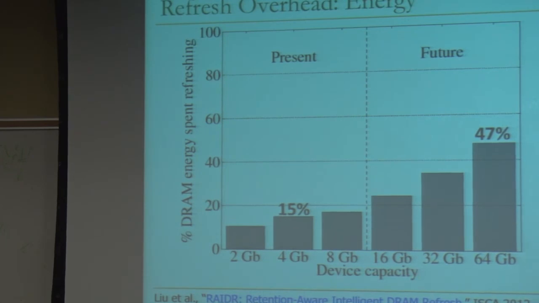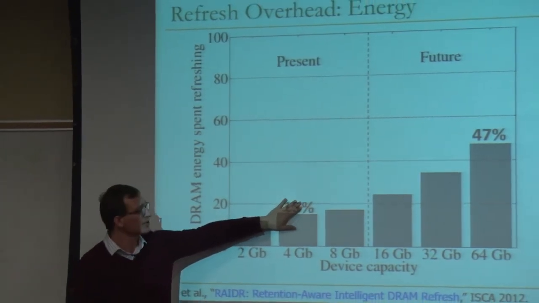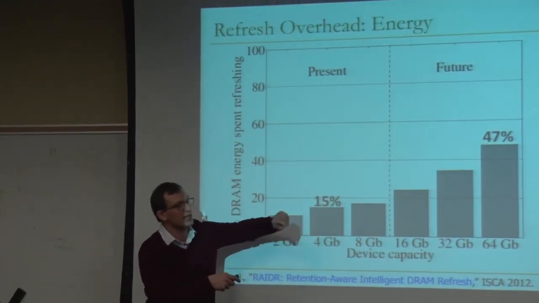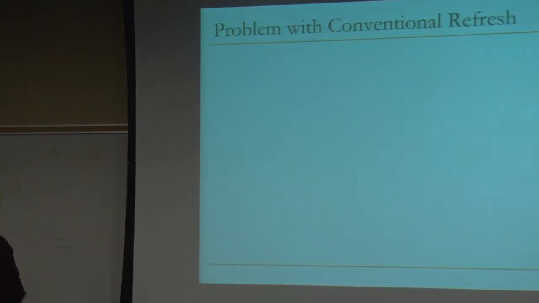And this is refresh overhead in terms of energy. Again, device capacity and percentage of DRAM energy spent refreshing. Today, it's approximately 15%, assuming some utilization. In the future, it's going to be about 50%. So how do we solve this problem? I'll give you one idea.